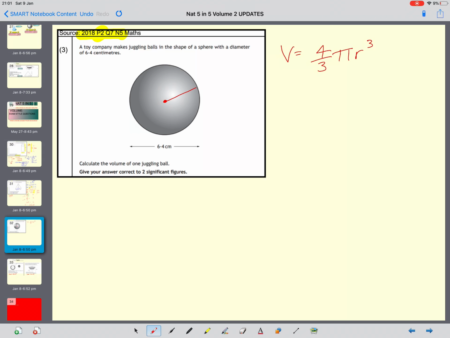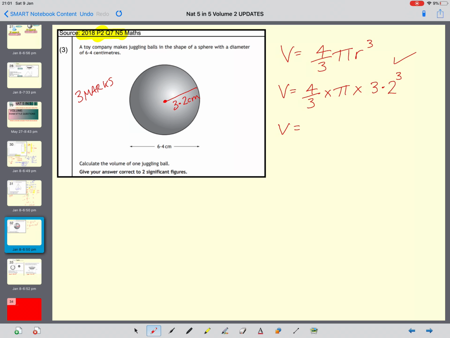So I'm just going to do one thing. If the diameter is 6.4, the radius must be 3.2. Please note that on your diagram so you don't make a silly mistake. So the volume equals 4/3 multiplied by pi multiplied by 3.2 cubed. You get a mark. This is the 3-marker question. You get a mark there for substituting correctly.